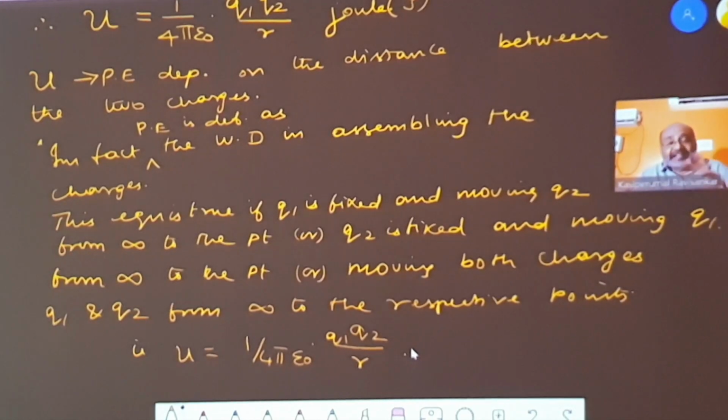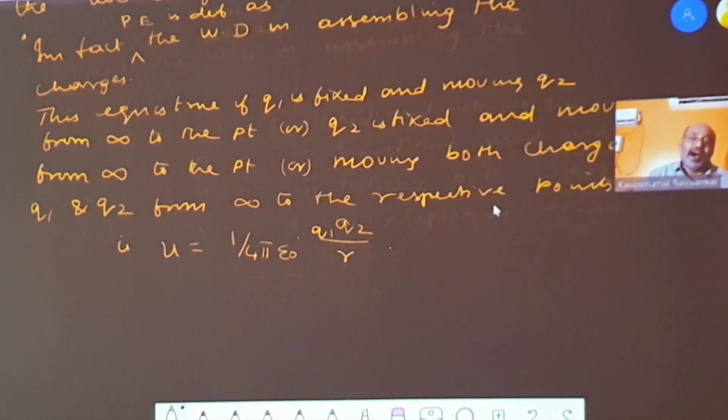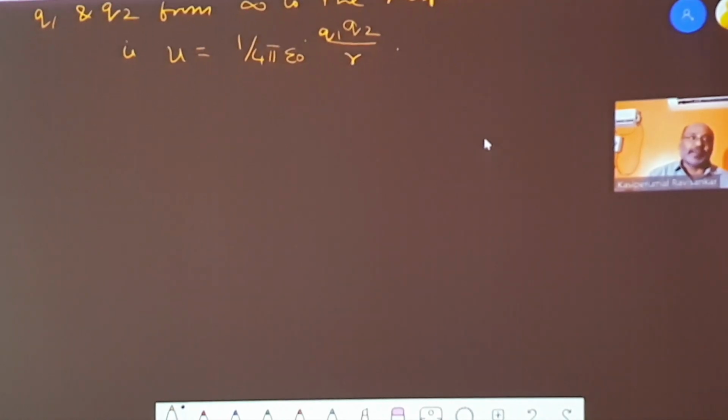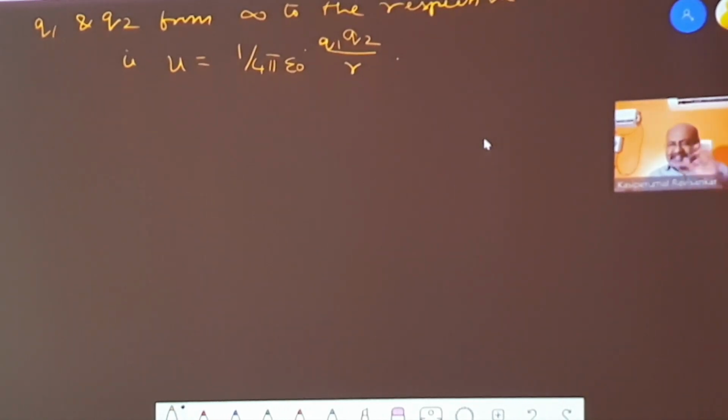If you are considering more than two, if you are considering three charges, how can you get the answer? That is the next concept that we have to study. So the next point is potential energy due to a system of charges.